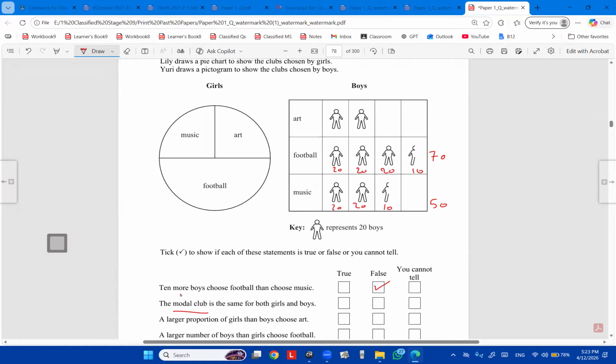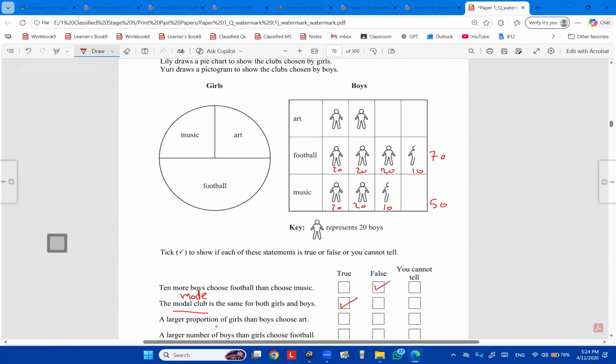The mode club. What is the meaning of mode club? Here we're talking about the mode. What is the meaning of mode? The most repeated or the most chosen. Club is the same for both girls and boys. Well, for girls, it is football, and for boys, it is also football. This is true. Yes, this is the most chosen for boys and for girls.